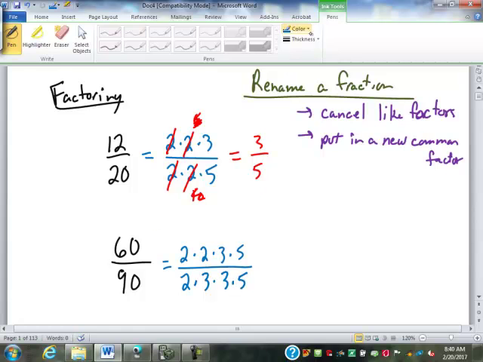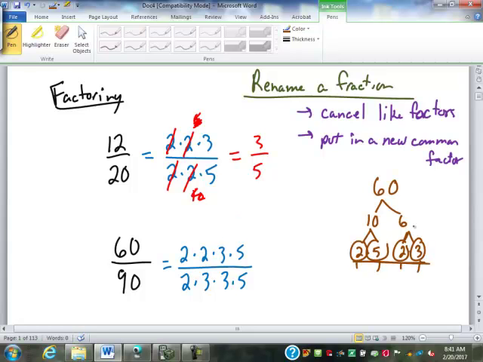Now, if you don't remember how to factor, remember that's when we do the factor tree. 60 could be 10 times 6, or 2 times 30, or 4 times 15, however you want to start it. 10 is 2 times 5. 6 is 2 times 3. Does that look familiar? Anybody have questions on coming up with those factors? Or we're all good on it? Okay. So that's where we got the 2 times 2 times 3 times 5 for the 60.